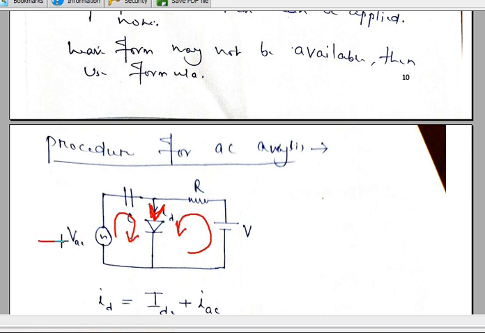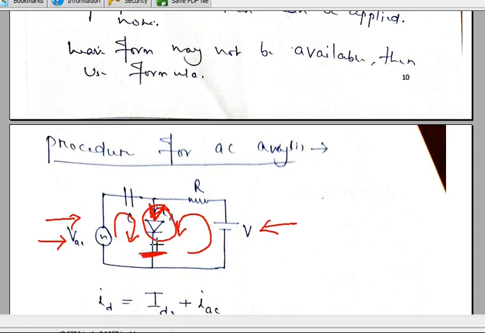Some small signal AC voltage is applied on this side, and some DC voltage is applied on this side. Now you must know the model of this diode for the small signal, then only you can solve this circuit. Basically, to apply the superposition theorem, you must know the model of the diode. Otherwise, with what model are you going to replace it?